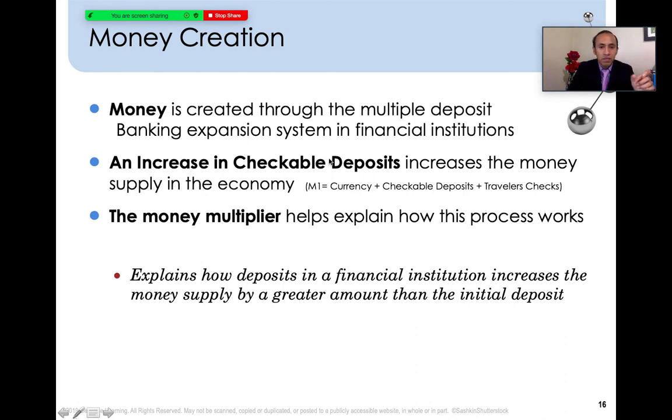If we recall the definition of money, definition 1 of money is the currency that we have outside the banks, the actual cash, plus checkable deposits plus traveler's checks. Checkable deposits is what's increasing here. That's key. If checkable deposits increase with those $500 and continue to increase, the money supply will increase, not because there's more $500 in real cash, but because there's more checkable deposits, increasing the total money supply. And the money supply increases in the market.